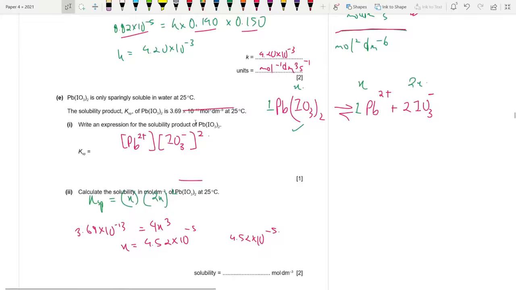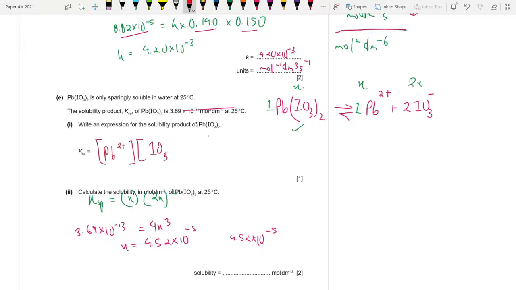Now, lead iodate is only sparingly soluble in water. Write an expression for the solubility product. Okay. So, if you dissolve lead iodate, it is sparingly soluble. We're going to get 1 lead 2+ ion and 2 iodate ions, right? So the solubility product will be [Pb2+][IO3-], whole square, since there are two of them, right?